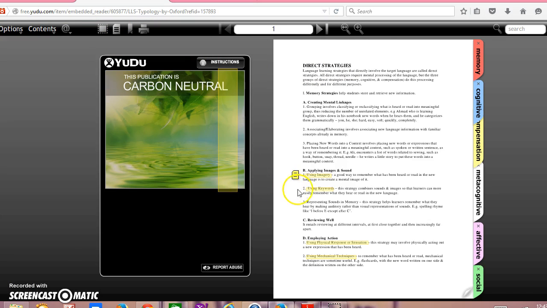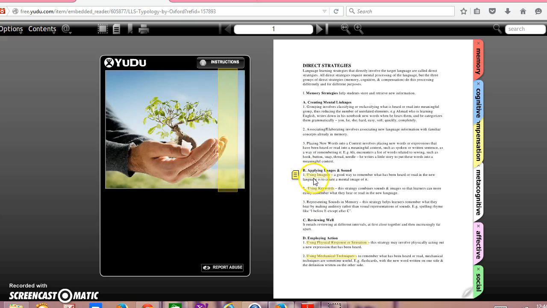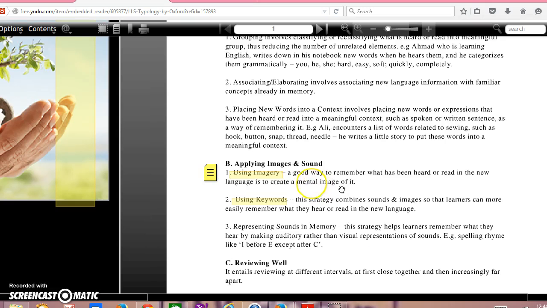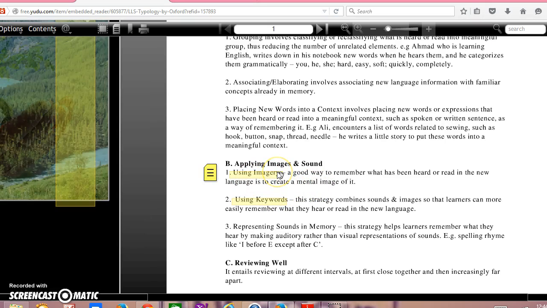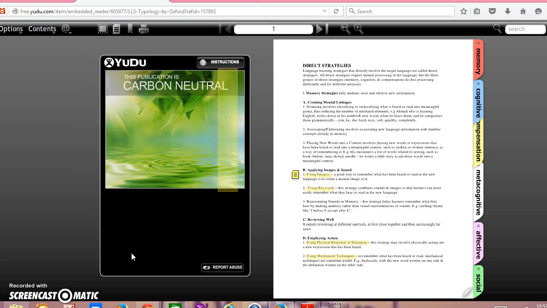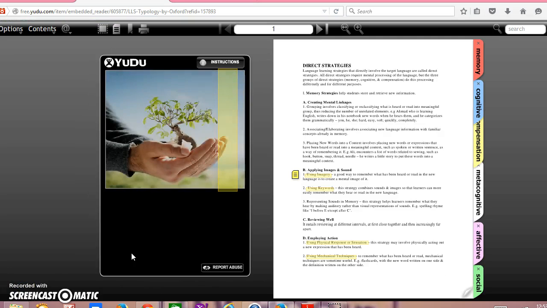Now I'm proceeding to the techniques that I've been using from the Oxford's typology of LLS. So let us see the first one, using imagery. Since I am a visual learner, I learn best by seeing things. So if you have the same kind of learning like what I have, you can apply the same method too.